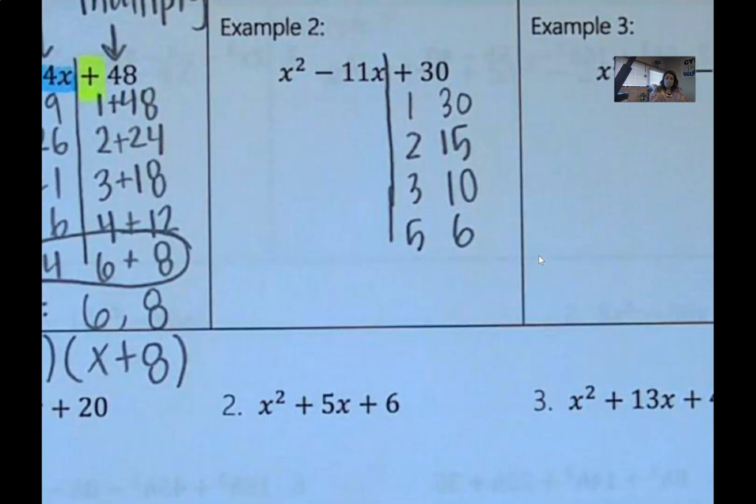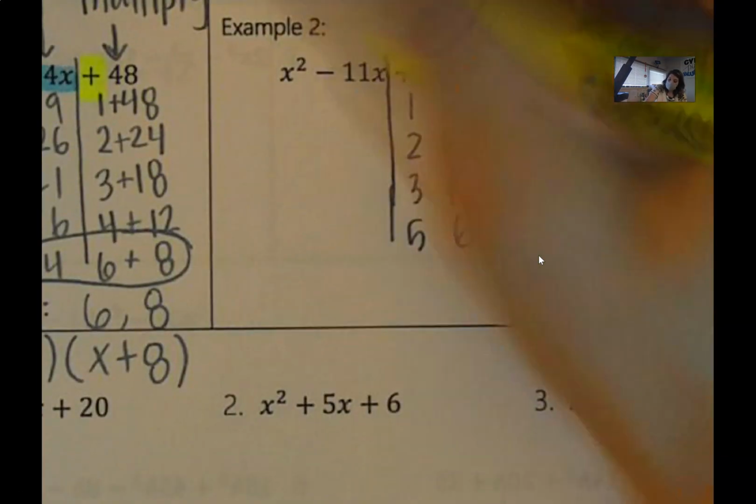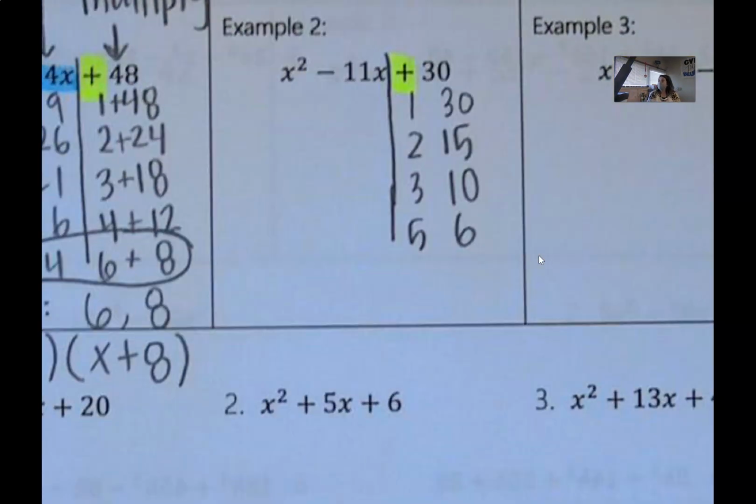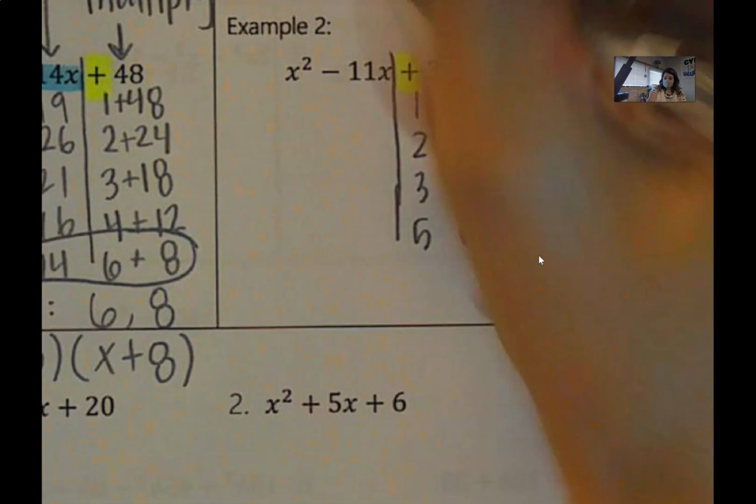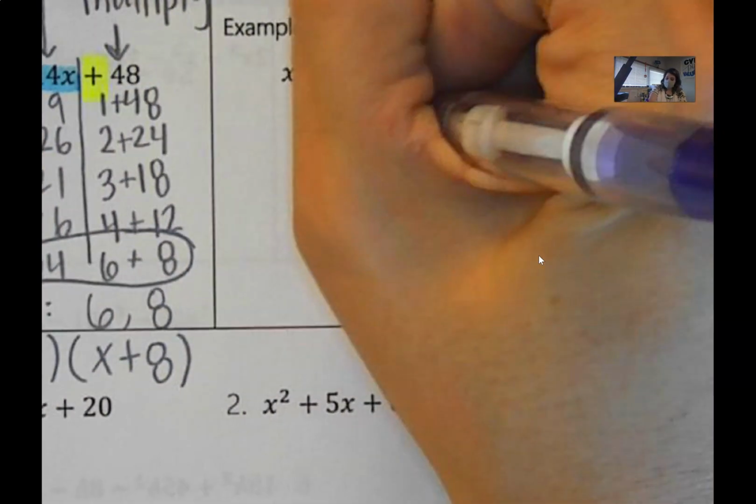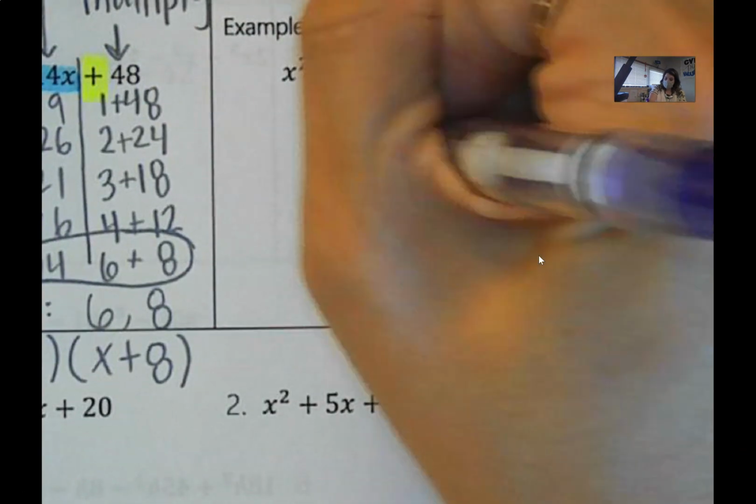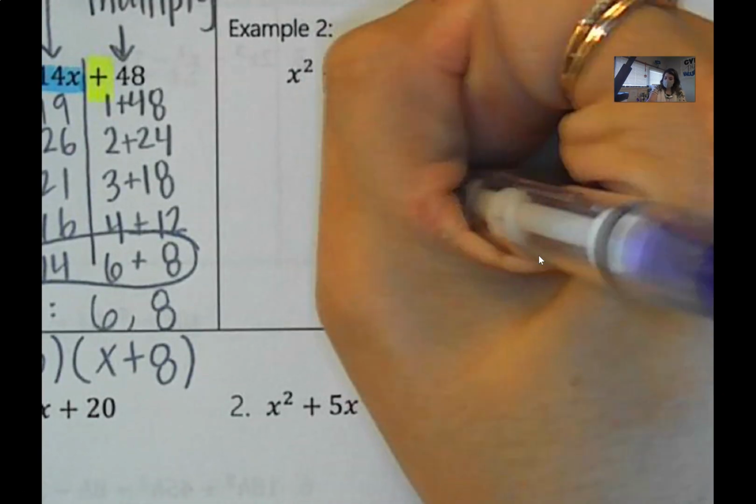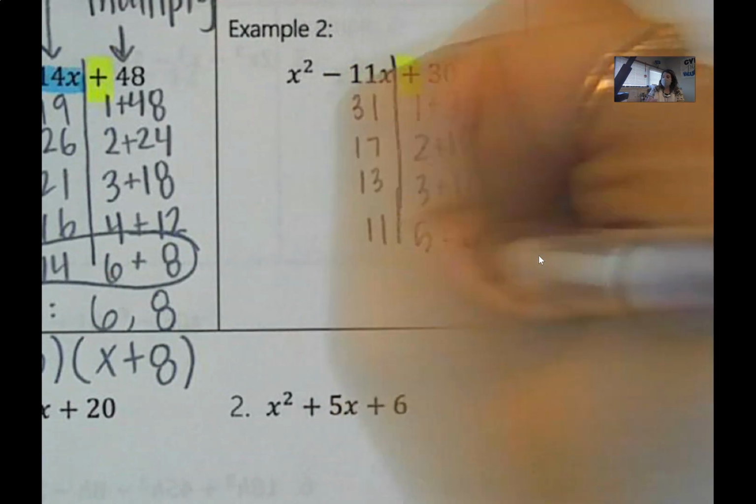Now that you have all the factors, you do what is in front of the number you just factored. So we go through and we add these. So we're doing 31, 17, 13, 11.